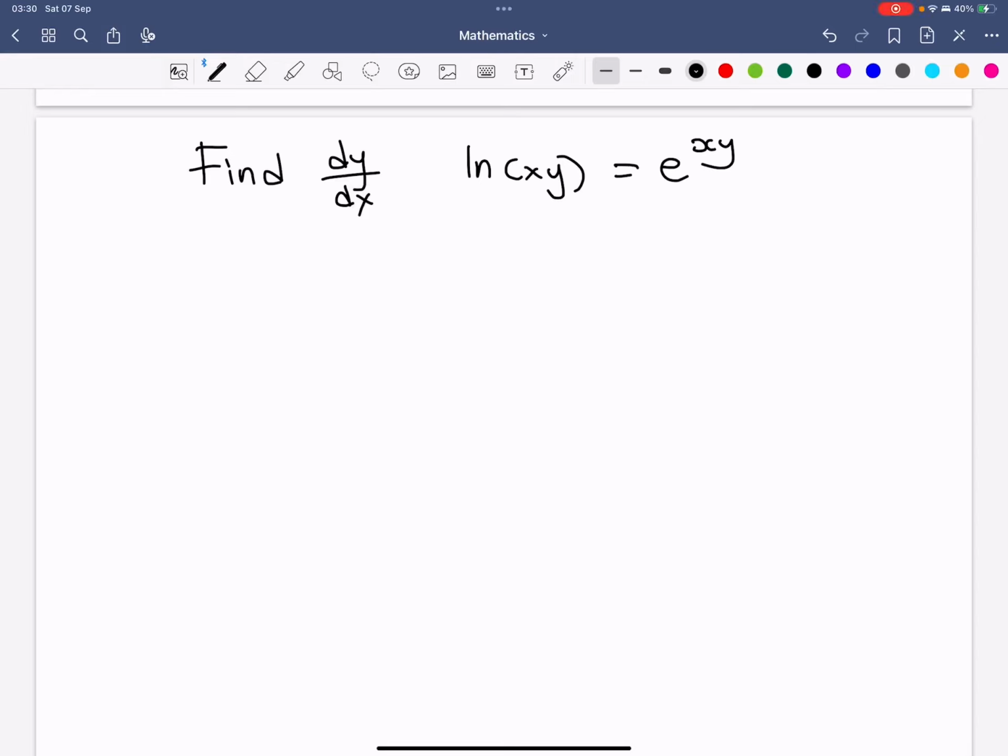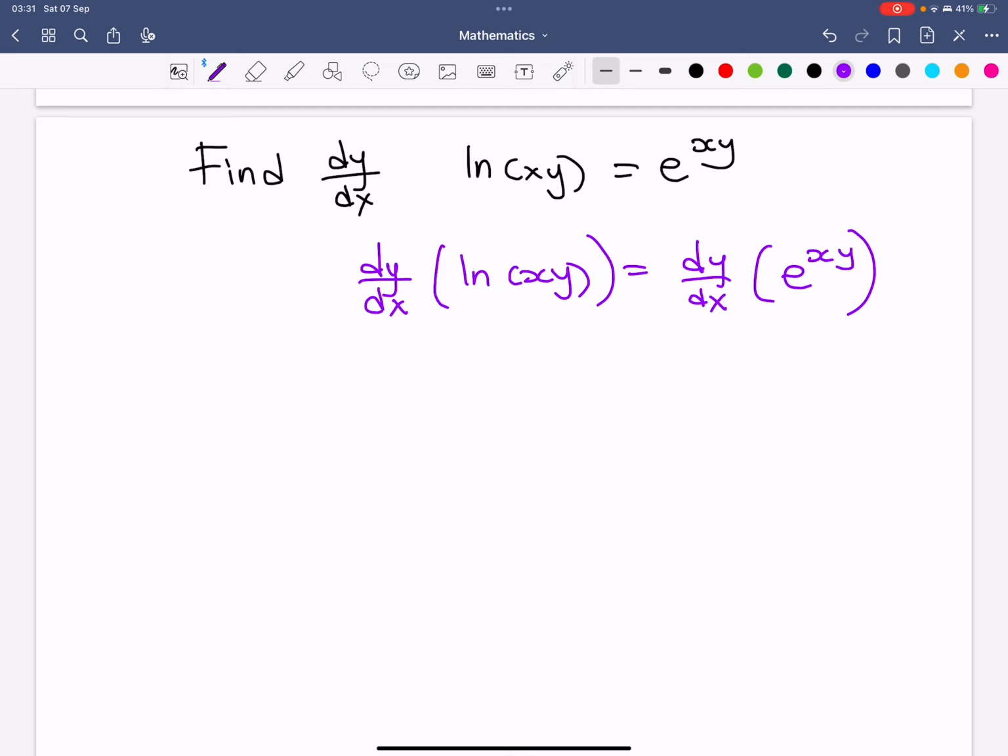Hello guys, in this video we're gonna find dy over dx of this implicit function. So how do we go about it? Of course, the first step here is to indicate on both sides that we're gonna derive: dy over dx of ln of xy is equal to dy over dx of e to the xy.